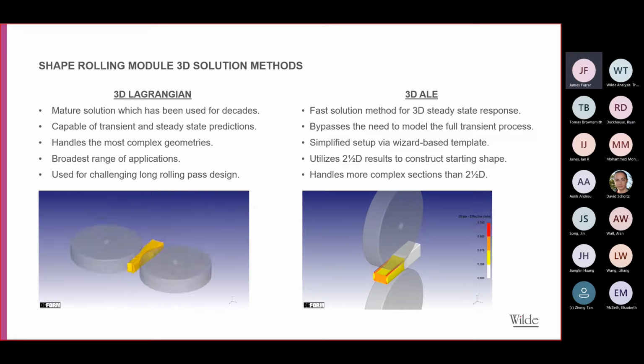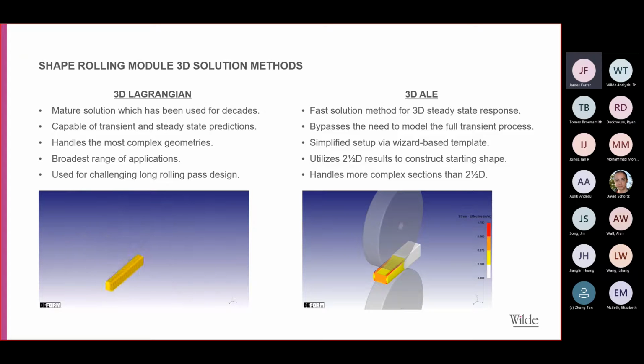In the shape rolling module itself, we've got two options really. We've got a 3D Lagrangian, and generally DEFORM is an implicit Lagrangian solution for most of the applications we're looking at. It's a very mature solution. It's been used for decades. And we can do transient and steady state predictions and handle very complex geometries.